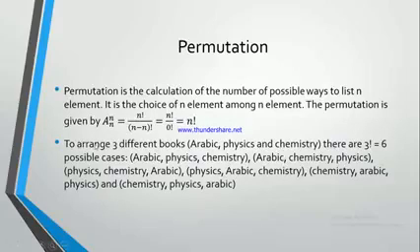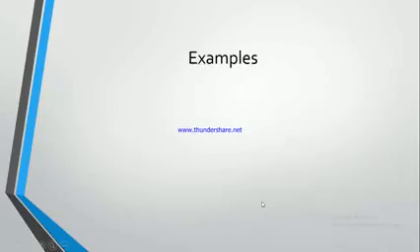So, for example, to arrange 3 different books, Arabic, physics, and chemistry, there are 3 factorial equals 6 possible cases. So, here are the cases: Arabic, physics, chemistry; Arabic, chemistry, physics; physics, chemistry, Arabic; physics, Arabic, chemistry; chemistry, Arabic, physics; and chemistry, physics, Arabic.